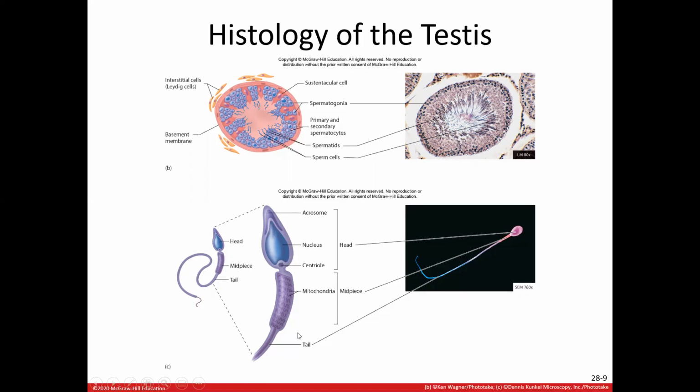Then for your midpiece, you have a giant section here that has a lot of mitochondria in it. All that mitochondria, or rather most of that mitochondria, goes into powering the tail, which is a flagellum. That flagellum is also just generally called a whip-like tail, which helps propel the sperm cell down the reproductive tract, ultimately towards fertilizing the egg.